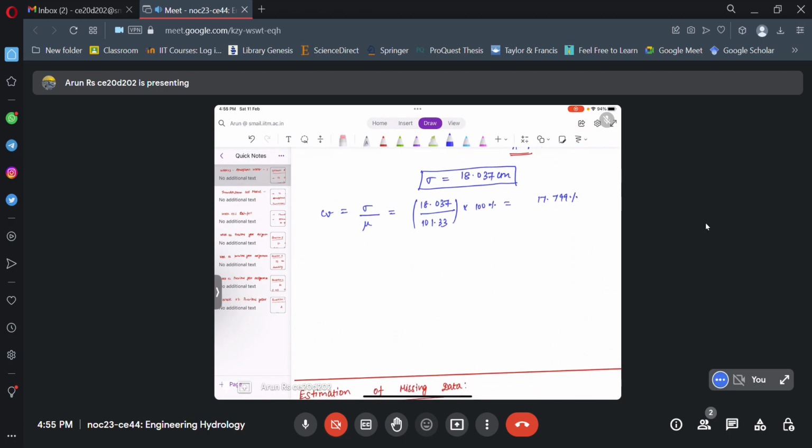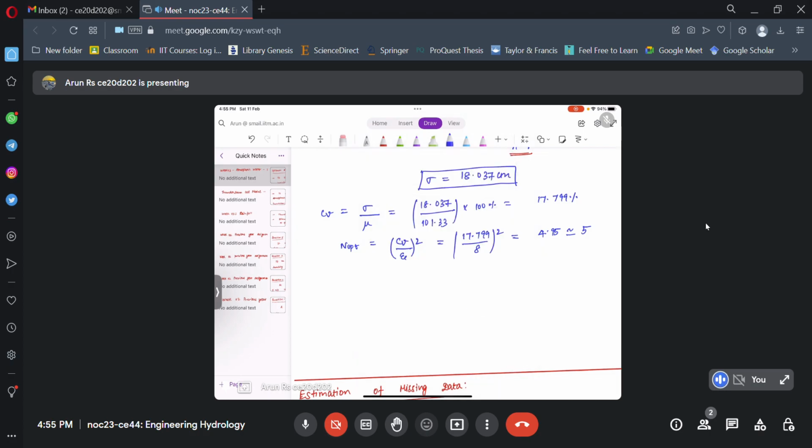Now N optimal is equal to the coefficient of variation divided by the error percentage, the whole squared. Your error percentage is 8, and roughly you will get 4.95 stations. So we can round it off to 5 stations. This is your answer for the first part.